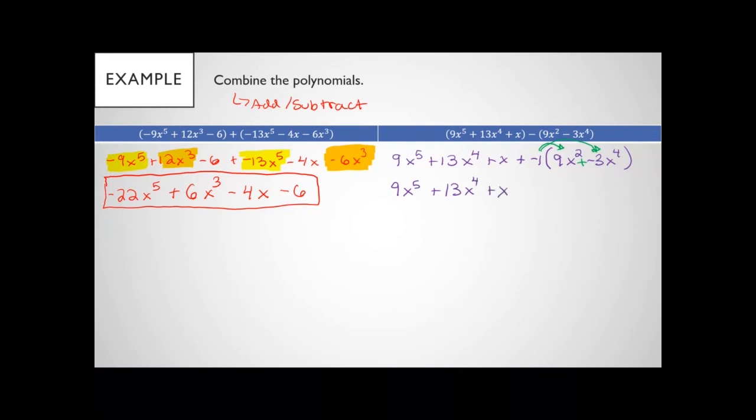So I have 9x to the 5th plus 13x to the 4th plus x. Now I need to multiply my -1 through the parentheses. -1 times 9 gives me a -9, and then the x squared just kind of hangs out. So it's -9x squared. Then I have a -1 times a -3. Negatives cancel, you get a +3, and then we have x to the 4th.